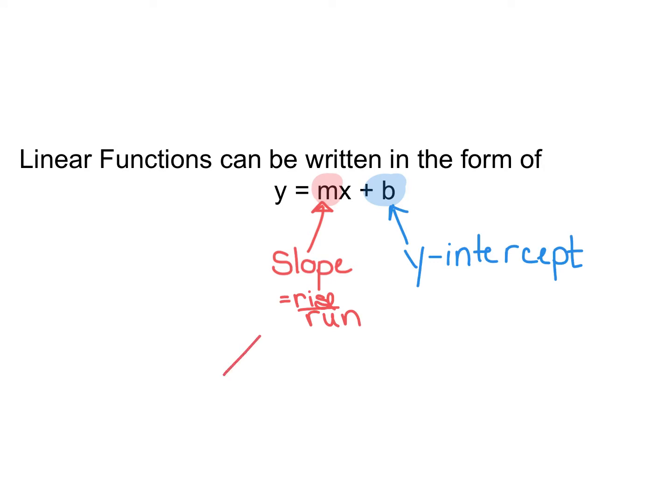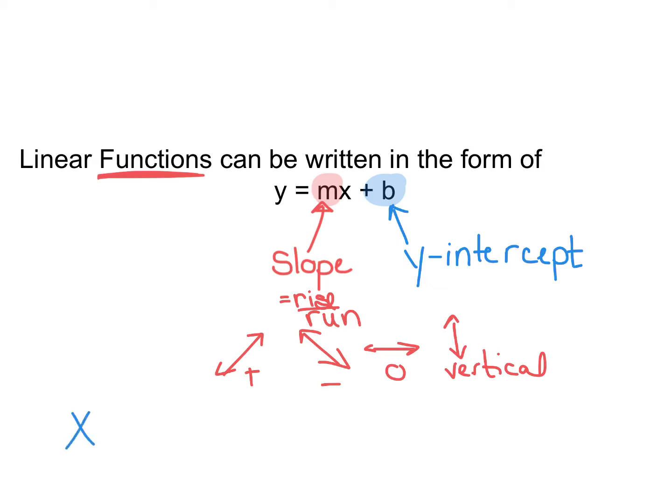Remember that your slope is rise over run. It can be positive if it's uphill, downhill is negative, zero slope is horizontal, and an undefined slope is vertical. So again, I said linear functions can be written in this form. Now there is another linear equation, like x equals 2 is a line, but it's not a function. This is a vertical case with an undefined slope, which means it's of course not a function.